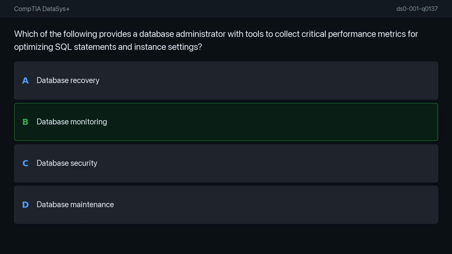Looking at the other options, database recovery is focused on restoring data after an incident. Database security is strictly about protecting against unauthorized access, while database maintenance refers to routine upkeep, like index rebuilding or software patches. None of these provide the specific analytical toolset required for deep dive performance optimization.